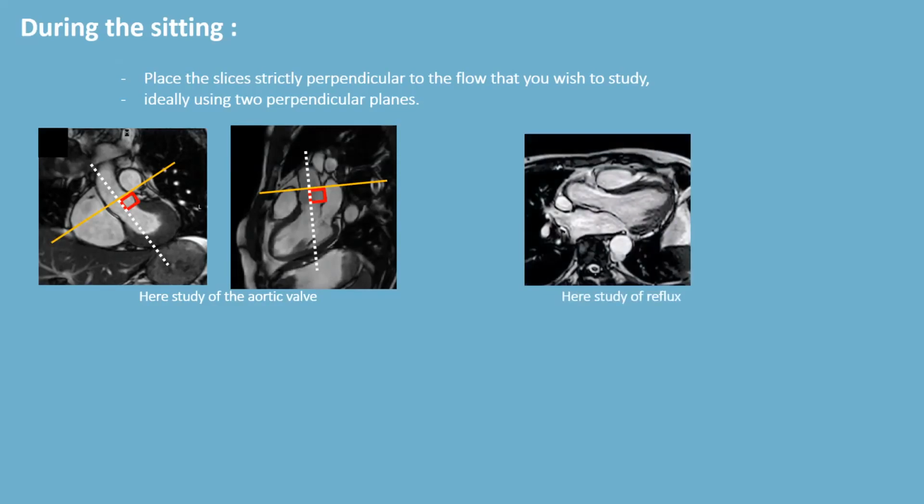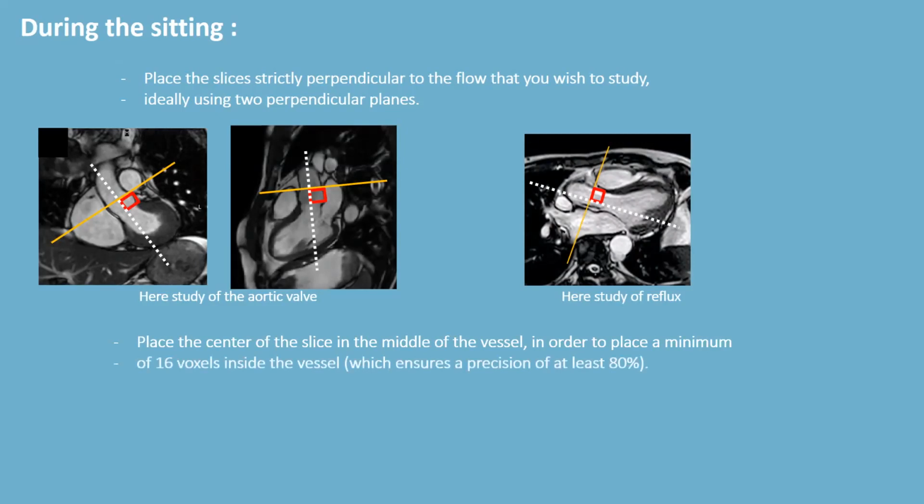Here is the study of the flow. This is some image. Always use two perpendicular planes. Place the center of the slice in the middle of the vessel in order to place the minimum of around 16 voxels inside the vessel, which ensures a precision of at least 80% of the signal. Do not reduce the number of phases below 16, to ensure a good visualization of the flow curves.